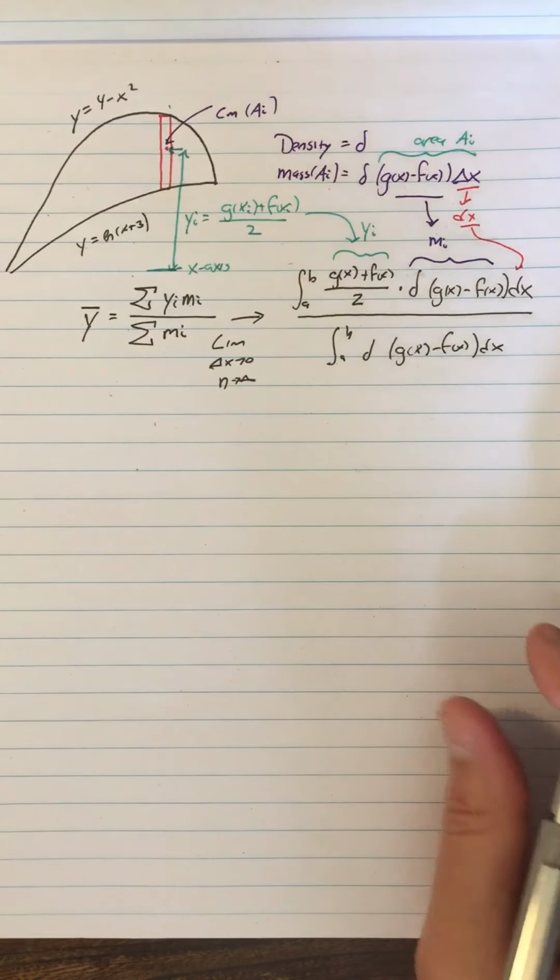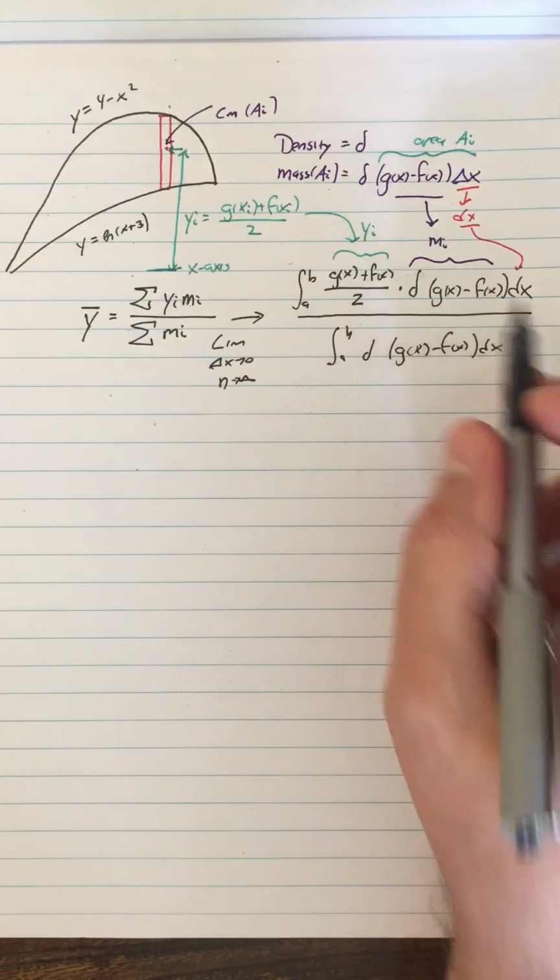All right, so what can we do? We can cancel out the deltas. We can bring the 1/2 out to the front. We could even drop that 2 down to the denominator if we wanted. I think I did that in the project sheet. I think I will not do it here. But here's the other critical thing: g of x plus f of x times g of x minus f of x.